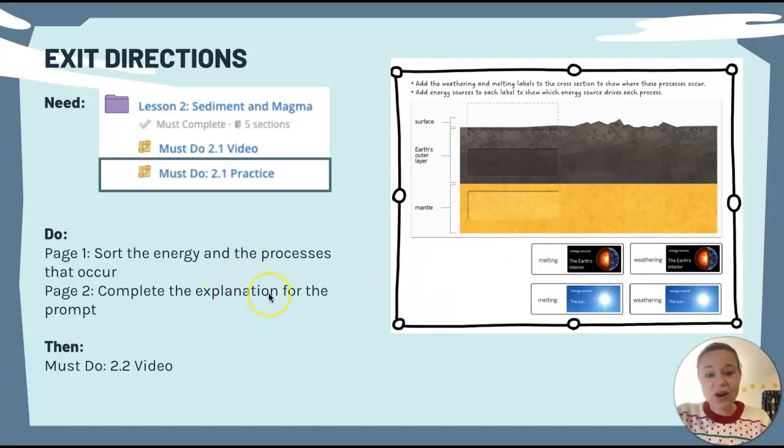On the second page, you are going to complete an explanation for the prompt that is written. It's asking, a friend thinks this is what's happening. Can you explain to them in more detail what is really happening in the sun's weathering process? If you need to, come back to this video so that you can get more information and you can complete that activity.